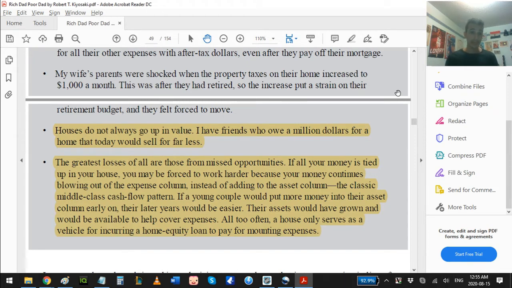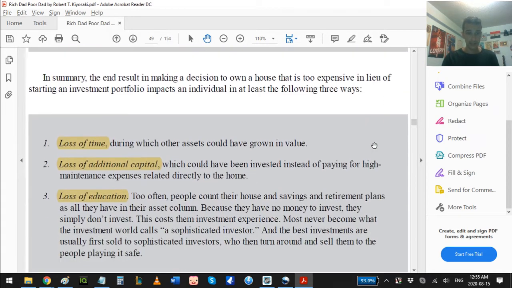If all your money is tied up in your house, you may be forced to work harder because your money continues blowing out of the expense column instead of adding to the asset column, the classic middle-class cash flow pattern. If a young couple would put more money into their asset column early on, their later years would be easier. Their assets would have grown and would be available to help cover expenses. All too often, a house only serves as a vehicle for incurring a home equity loan to pay for mounting expenses.